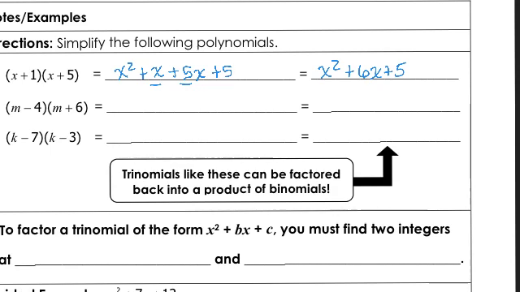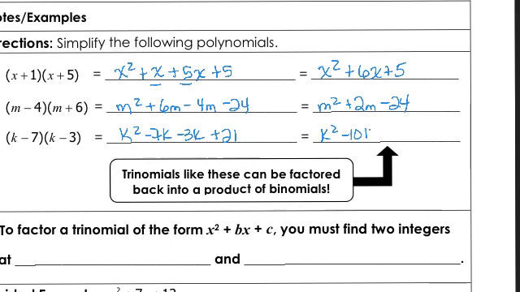All right, let's do the next one. You can pause this, do it yourself, and then unpause it and check. Okay, so then we get m squared plus 6m minus 4m minus 24, which is m squared plus 2m minus 24, and then k squared minus 7k minus 3k plus 21, which is k squared minus 10k plus 21. So how did you do?